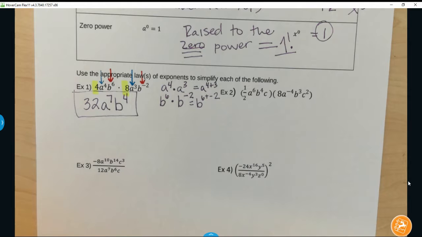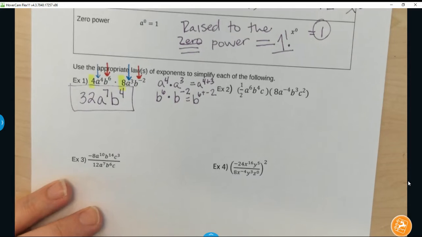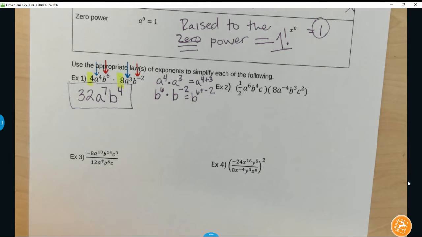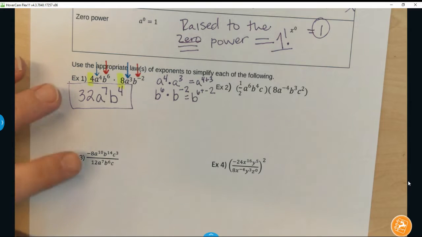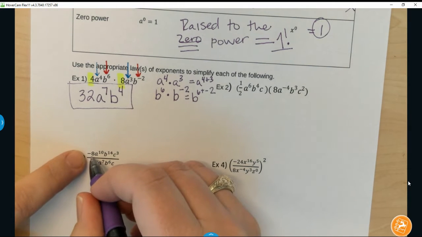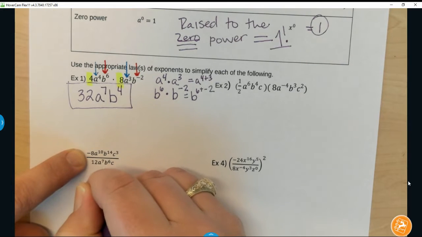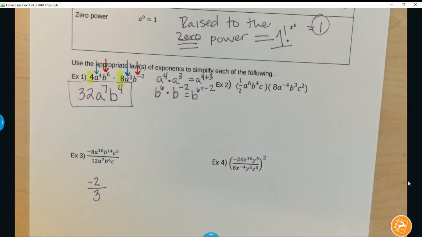So break it down. Let's look at example number 3. With example number 3, same concept. You're going to break it down. I would look at coefficients, then I would look at a's, then I would look at b's, and then I would look at c's. So the coefficients, that can be reduced because they're both even numbers, and even more so than even, 4 can go into both of those. So negative 8 divided by 4 is negative 2. 12 divided by 4 is 3.